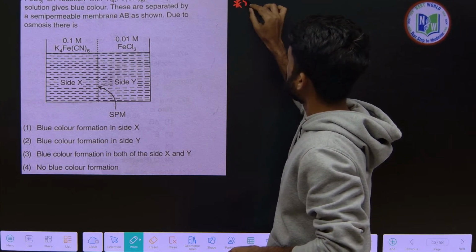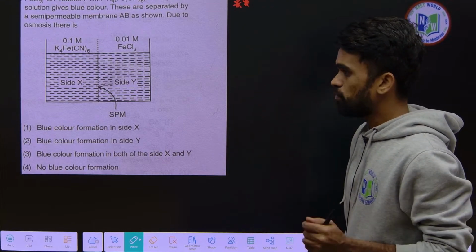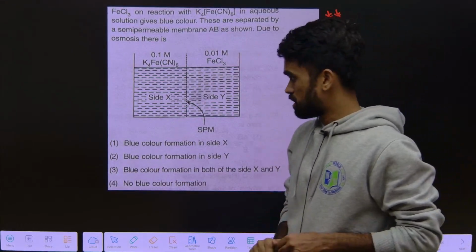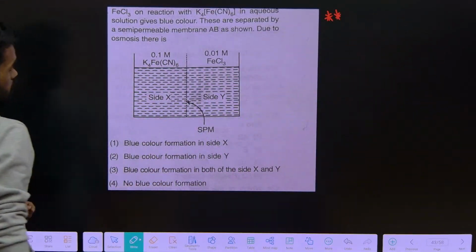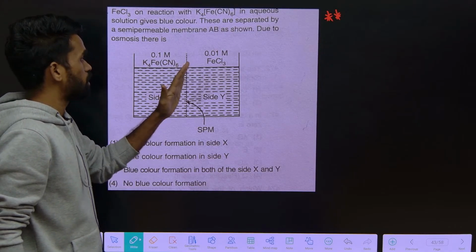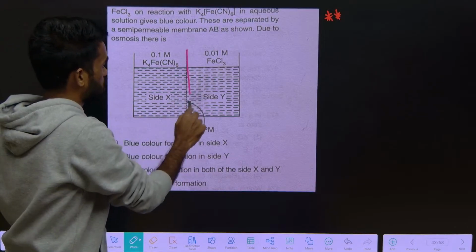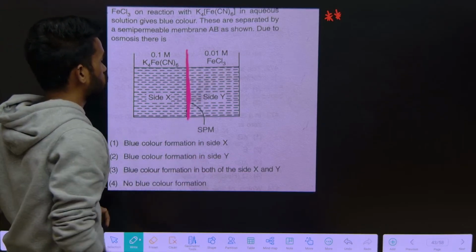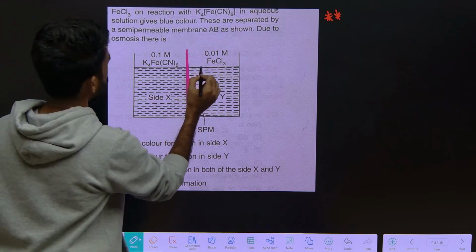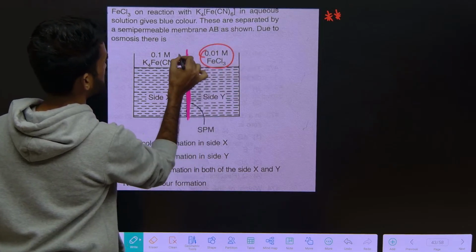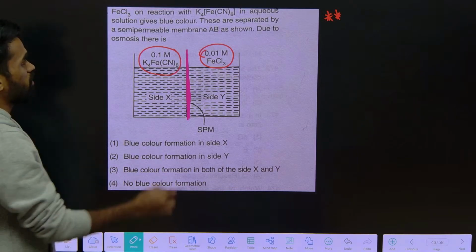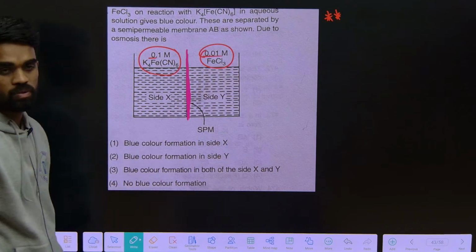Very important it is, very conceptual, very easy. If you understand the basic definition of osmosis, you can answer this kind of question. See here what they are saying: there is a container separated into 2 compartments by an SPM, a semi-permeable membrane, which allows passage of solvent molecules only. In one compartment they have taken FeCl3, in the other the potassium ferrocyanide compound, having some 0.01 concentration.